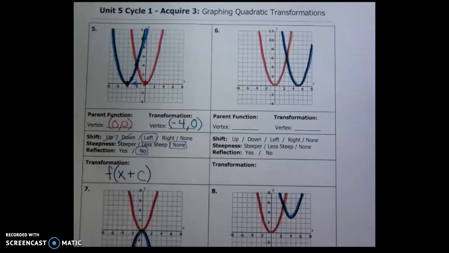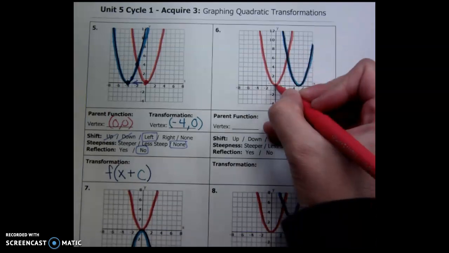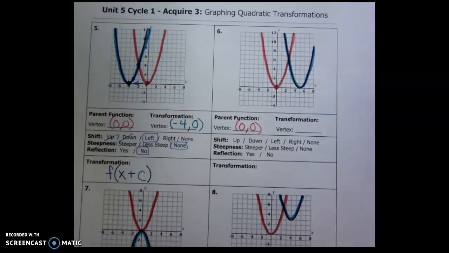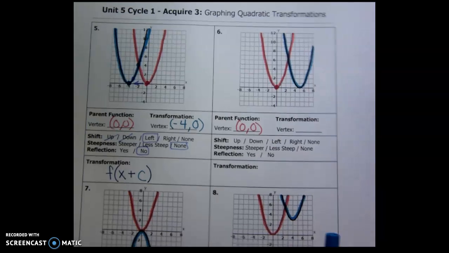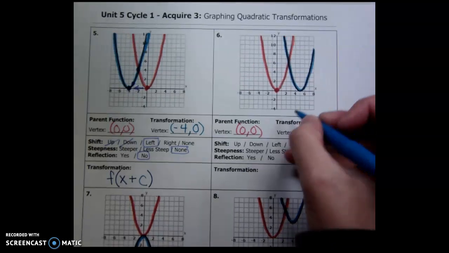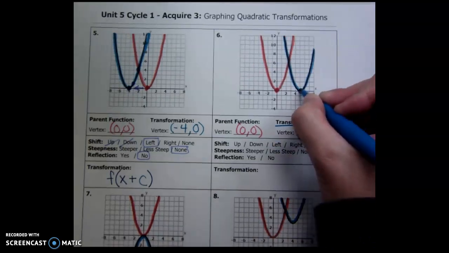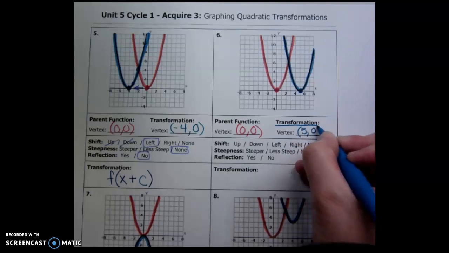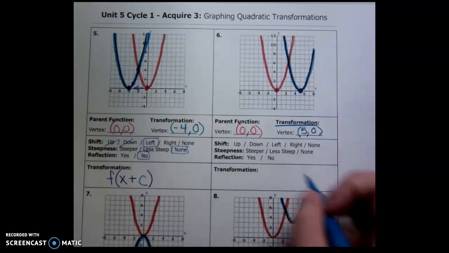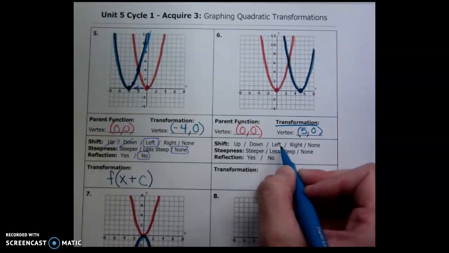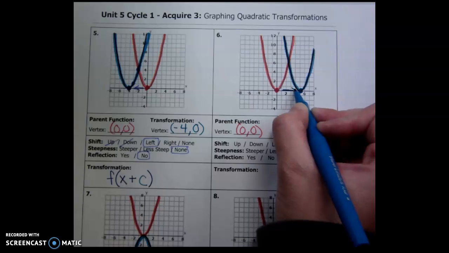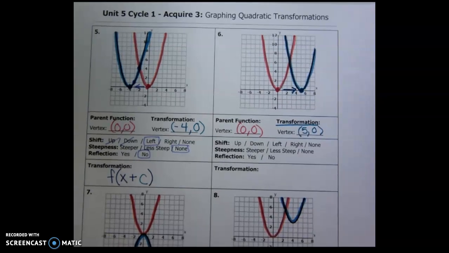Alright, number 6. Parent function vertex, same old, 0, 0. Y'all should be pros at it by now. The vertex of my transformation, that is my blue one, it's right here. This is 5, 0. Okay. Did it shift up or down? No. Did it shift left? I would hope by now y'all know your left and your right. So that one shifted right.